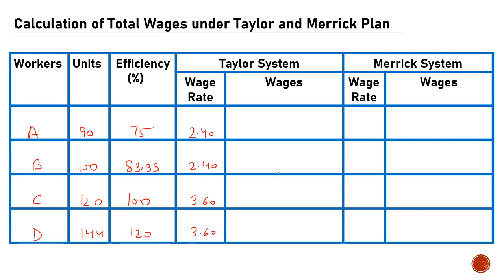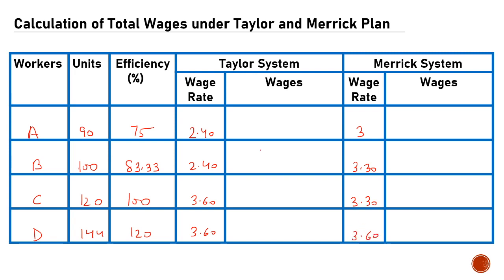Now in case of Merrick system, if the efficiency is less than 83.33%, then they are eligible for normal piece rate, that is 3 rupees. In case of 83 to 100%, their piece rate is 3.30, that is 110% of normal piece rate. And in case their efficiency is above 100%, then worker D's wages is 3.60 per unit.